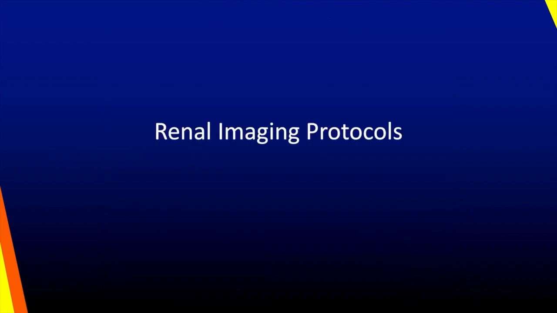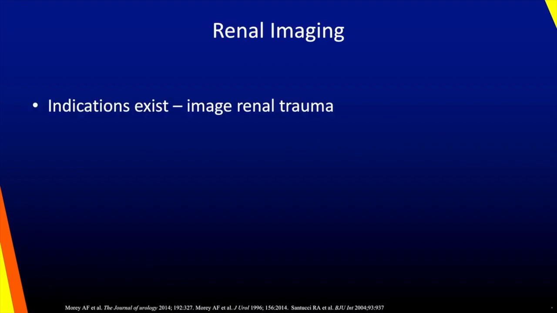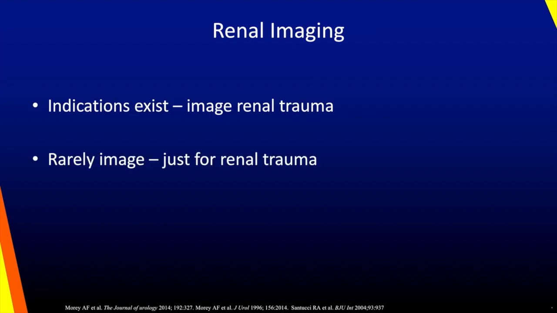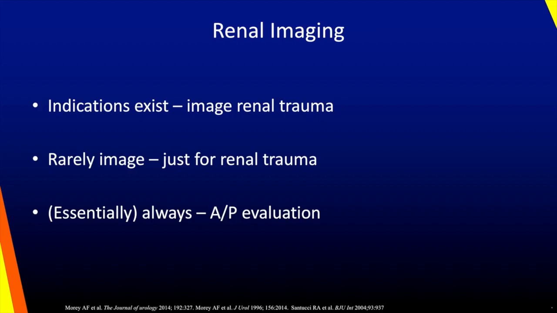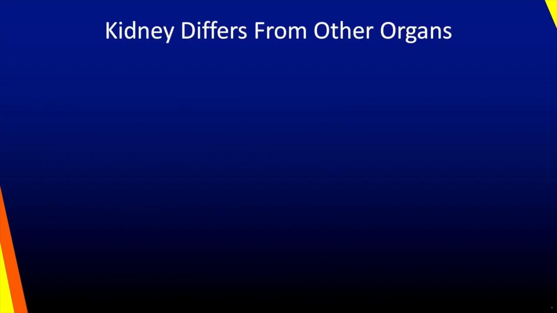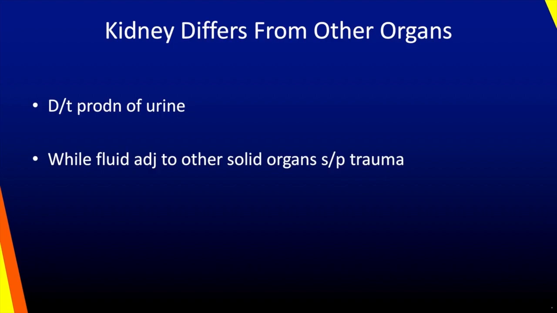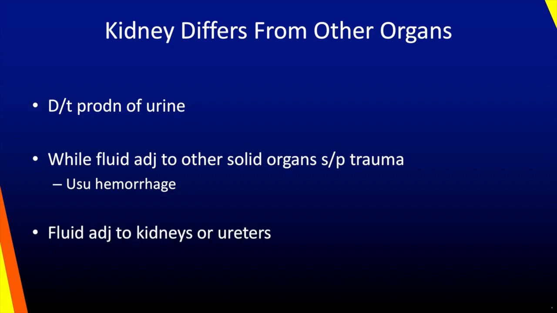Now, this example helps us understand our renal imaging protocols. While indications exist for when to image renal trauma, we rarely image a patient just for renal trauma. And we essentially always do this as part of an evaluation of their abdomen and pelvis. So we won't spend time on the indications, although there are some references below. The kidney differs from other organs due to production of urine. And so while fluid adjacent to other solid organs following trauma could be, and is usually, hemorrhage, fluid adjacent to the kidneys or ureters is hemorrhage, urine, or both.